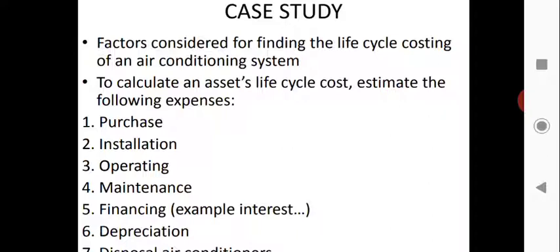Fifth, financing. Financing means if you have purchased your air conditioner on EMI, equated monthly installment, you need to pay the monthly amount in rupees to that particular seller.